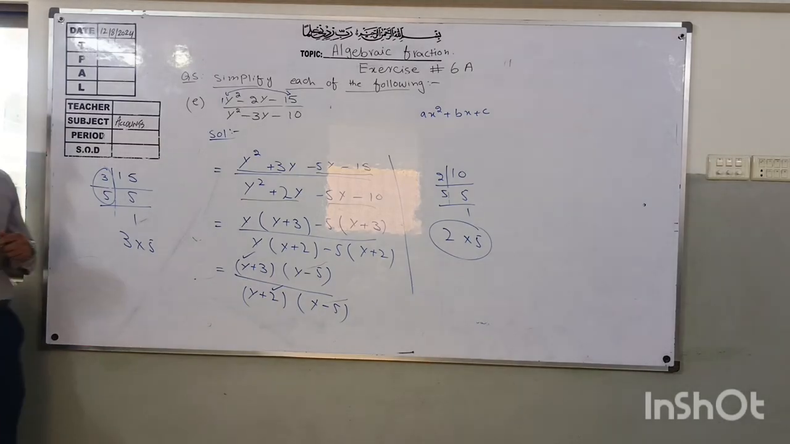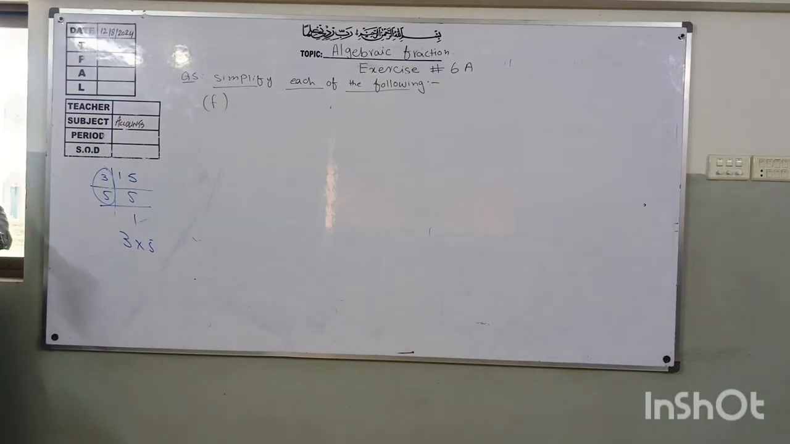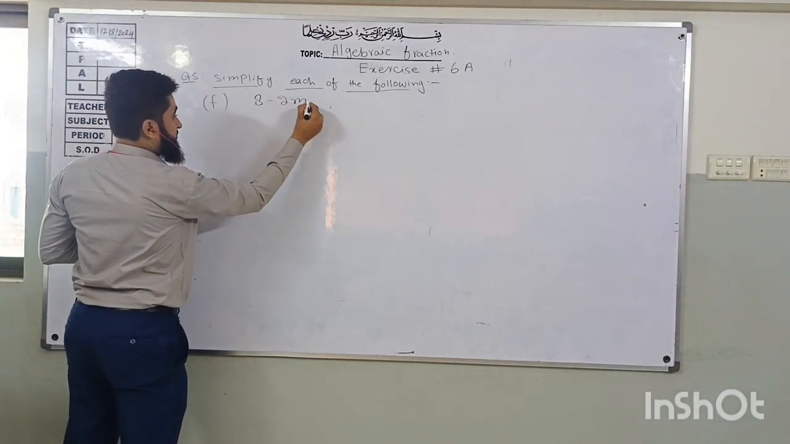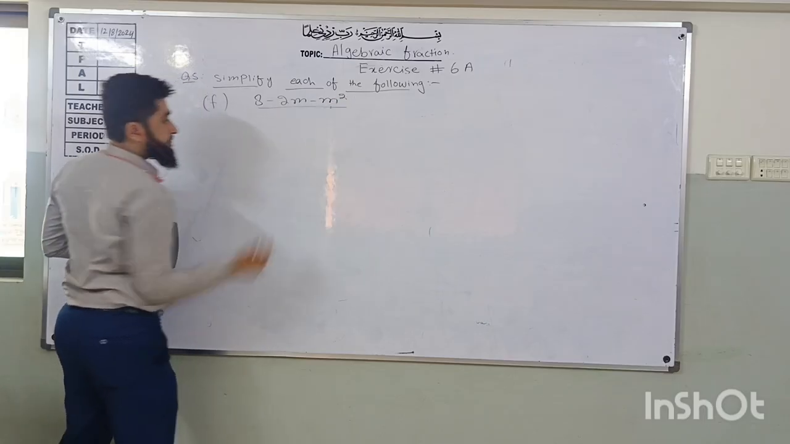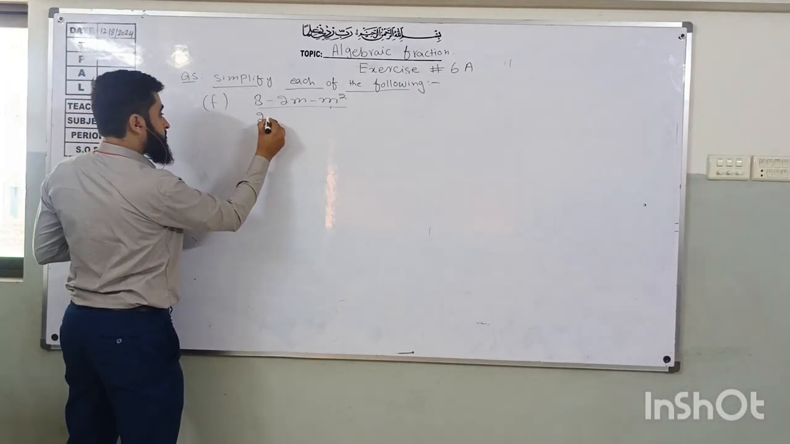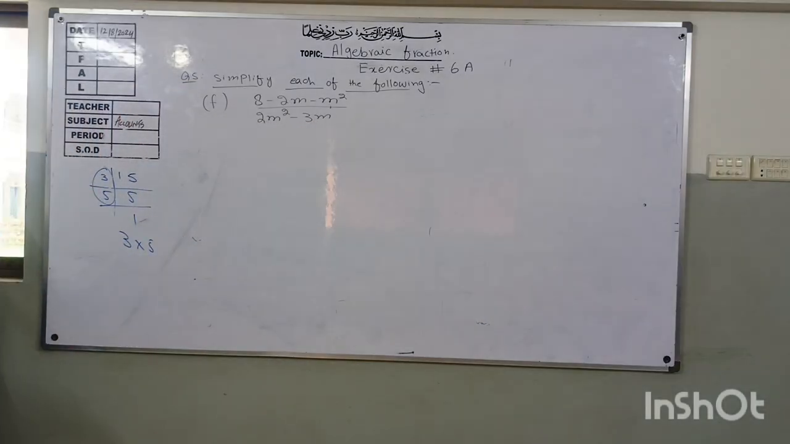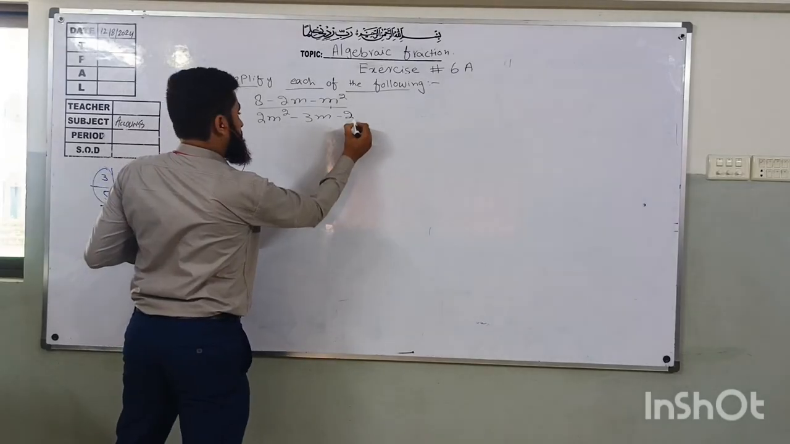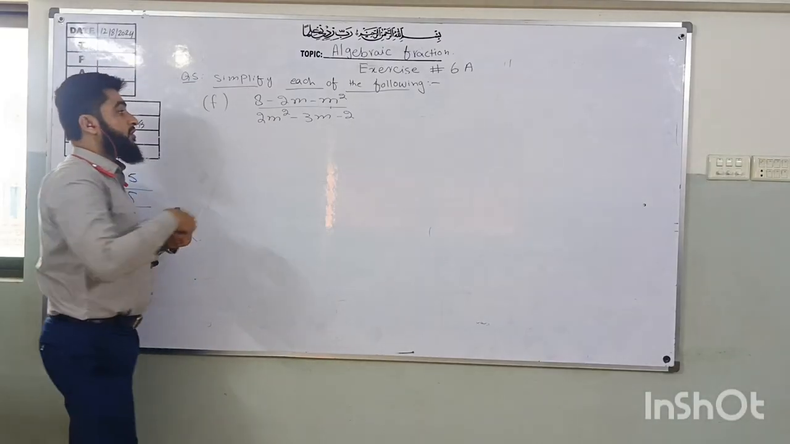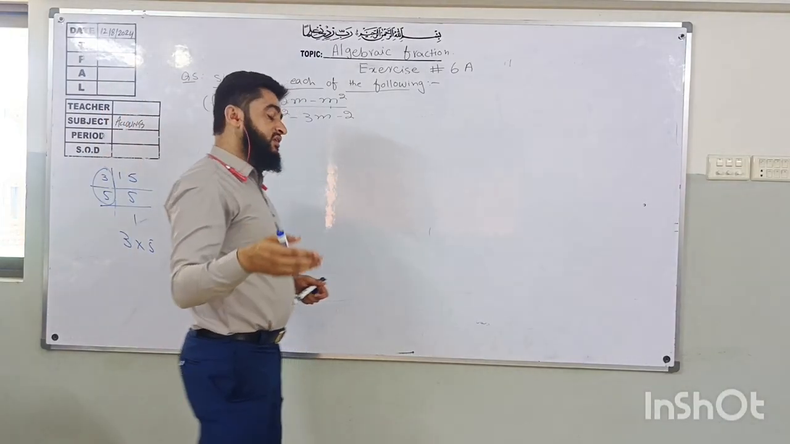Now we will move towards part F. What is part F? The part F given is (8 − 2m − m²) upon (2m² − 3m − 2). First of all, in the numerator we will arrange into standard form, or we will arrange by degree, the highest degree first, the next one after, and the last is 0.